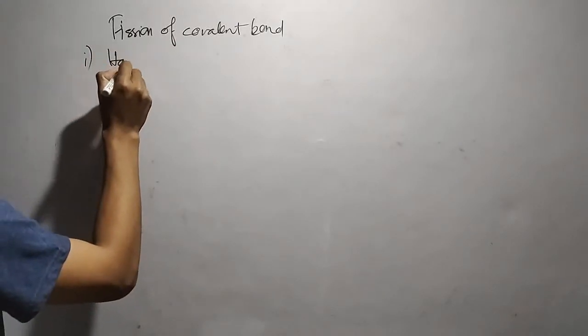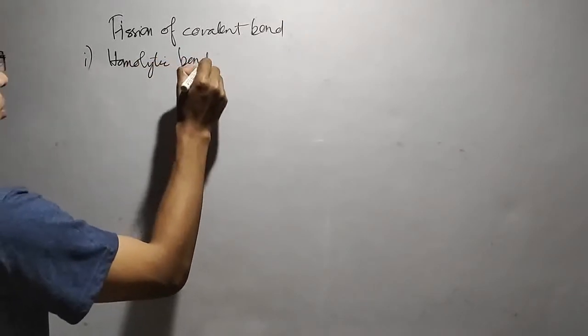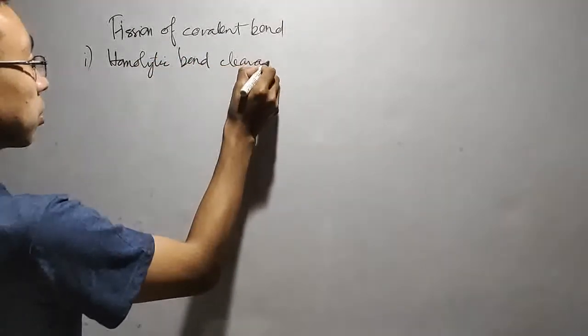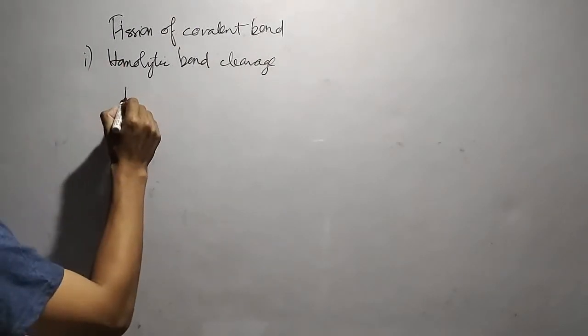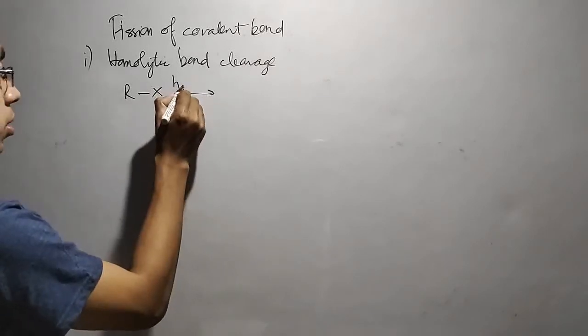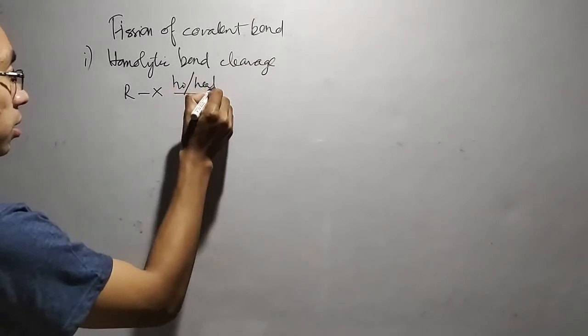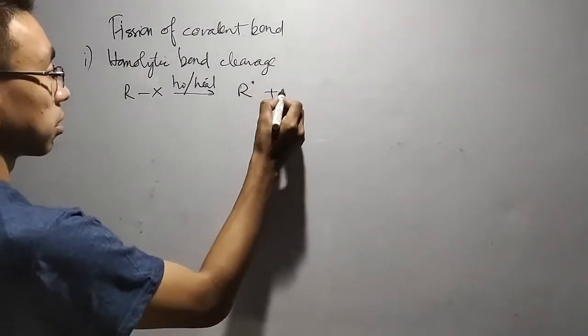One is homolytic bond cleavage. Okay, so under this homolytic bond cleavage, suppose RX, in the presence of light or heat or high temperature, it gives free radicals.